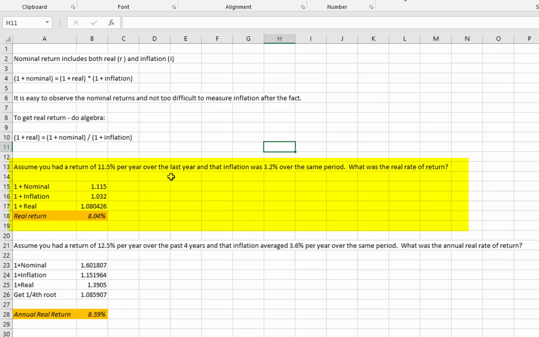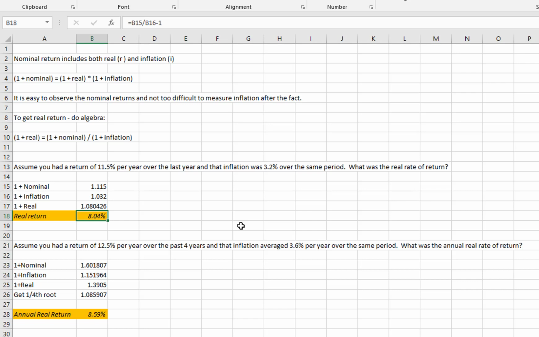Suppose I had an 11.5% return over the last year, and that inflation was 3.2% over the same period. The question is, what was the real rate of return? I can get that exactly by taking 1 plus the nominal rate, divided by 1 plus the inflation rate, which is recreating this equation right here. Then I get 1 plus the real interest rate. And last step, I subtract out the 1, and I'm left with a real rate of return. In this case, the real rate of return was 8.04%.